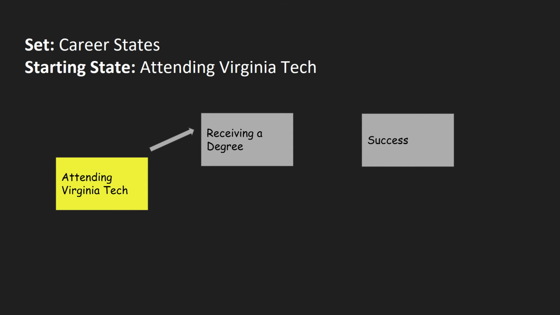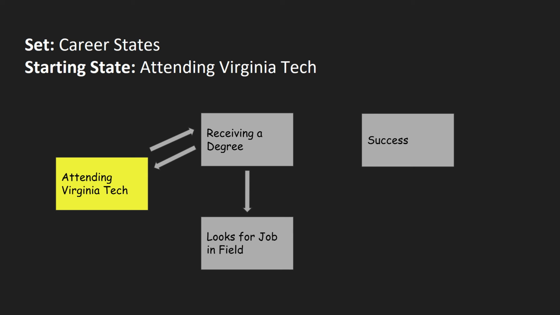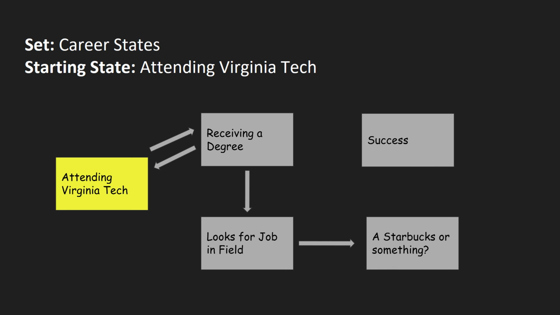From attending Virginia Tech, you could receive a degree, at which point you could either go back to Virginia Tech to pursue higher education, or you could move on to look for a job in the field. From this job search, you will realize that success is unattainable, and you'll end up getting a job at maybe a Starbucks or something. In this state machine, success is an unattainable state.